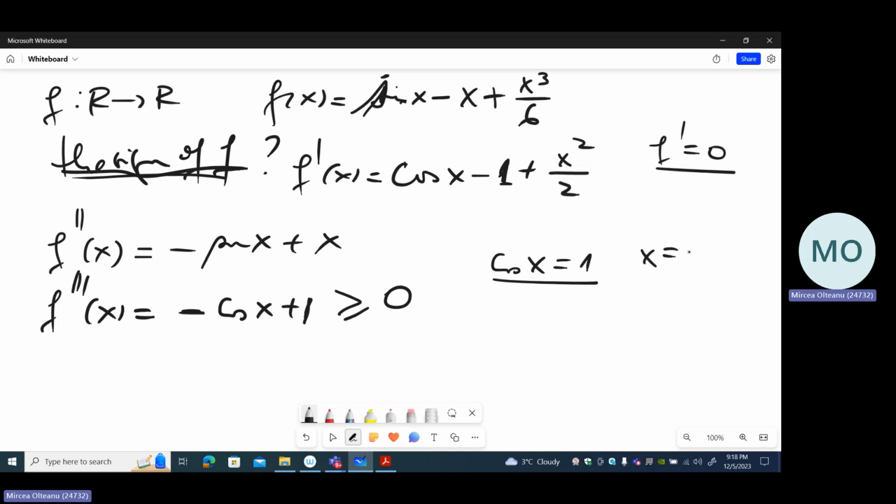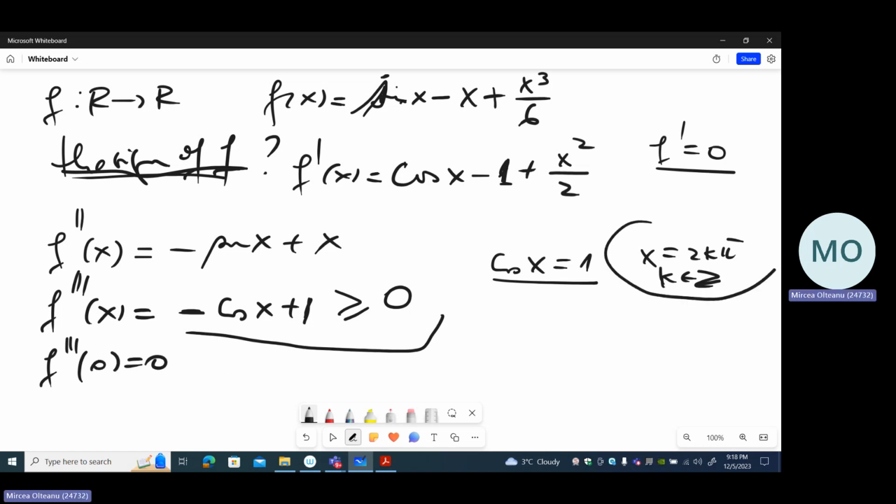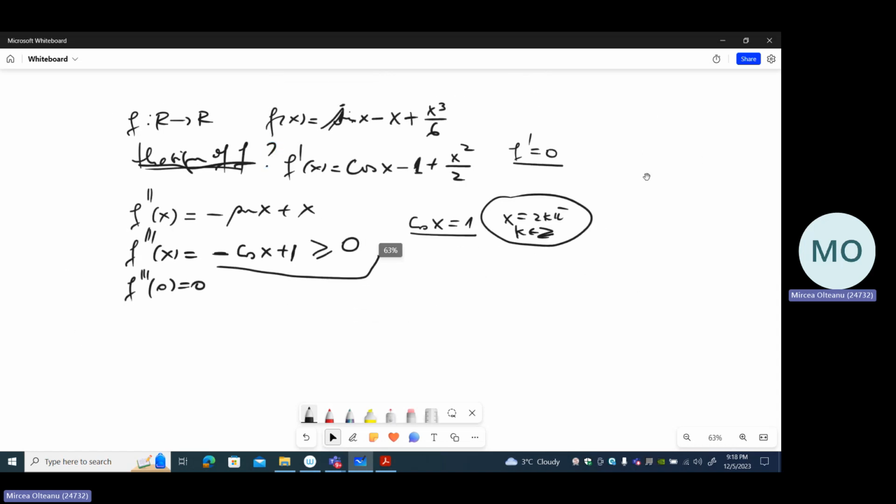Actually, x equals 2k pi for every integer. But we shall not use this fact. The most important thing is that this third derivative is positive, and it also takes the value 0. Among other points where it takes the value 0, it is at 0. But not only. There are infinitely many points where the third derivative takes the value 0.